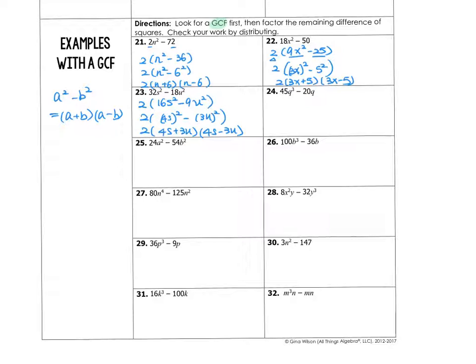Numbers 24, 25, 26 are exactly the same. So I'm going to leave it to you to solve these three by yourself. I will check for accuracy when you submit the work, so make sure you do those. Number 27 is a little bit more challenging, so I'm going to do it together with you.